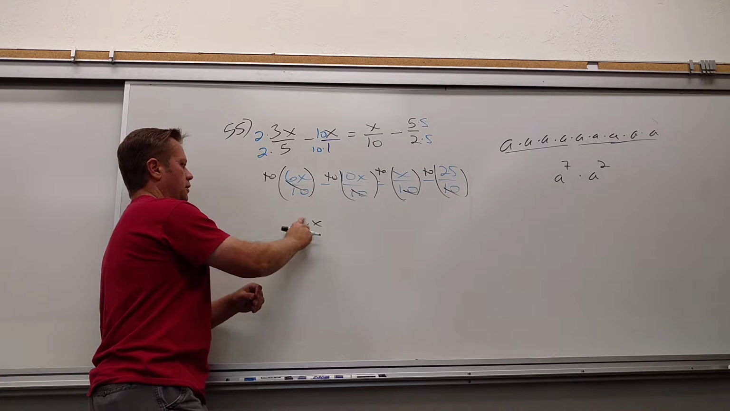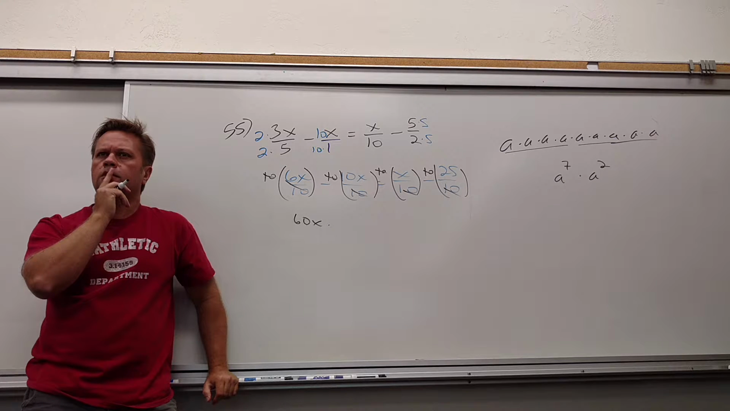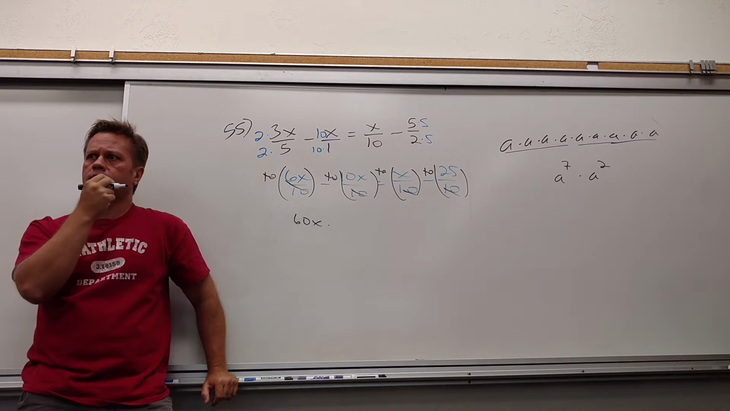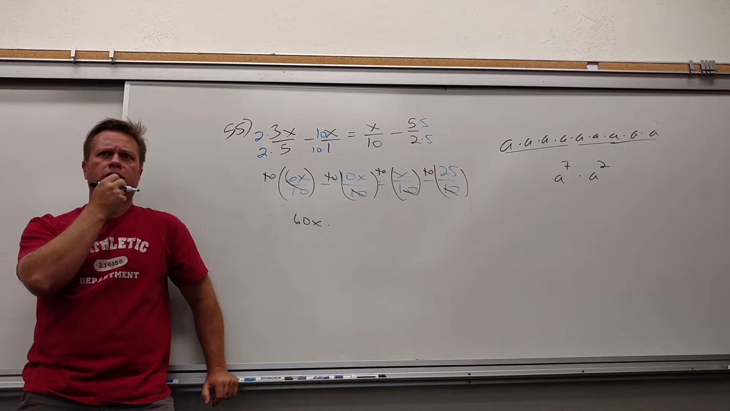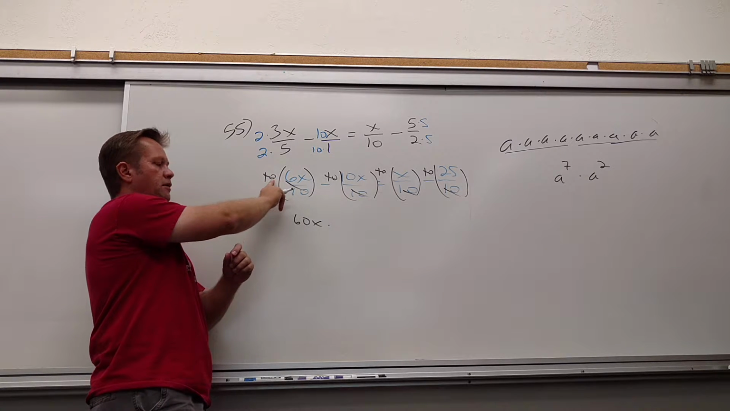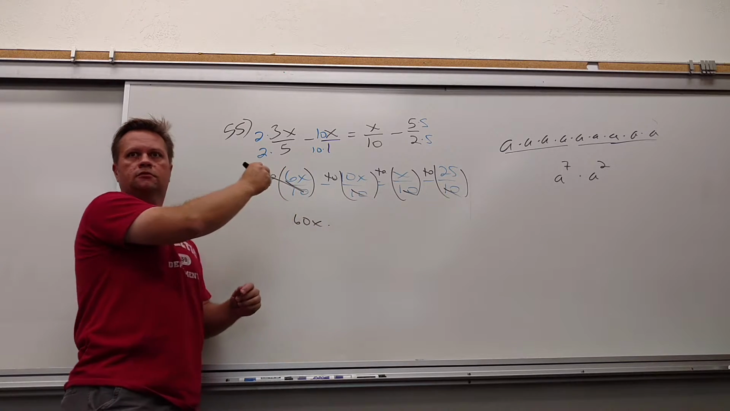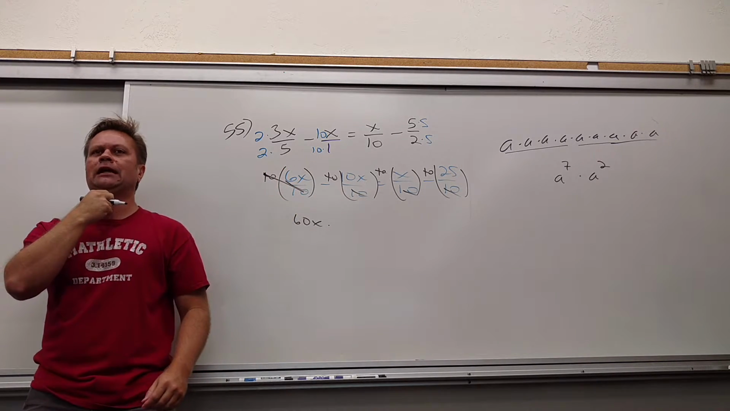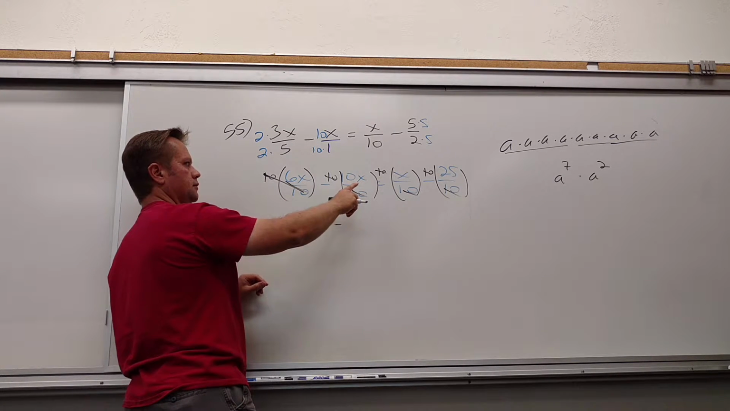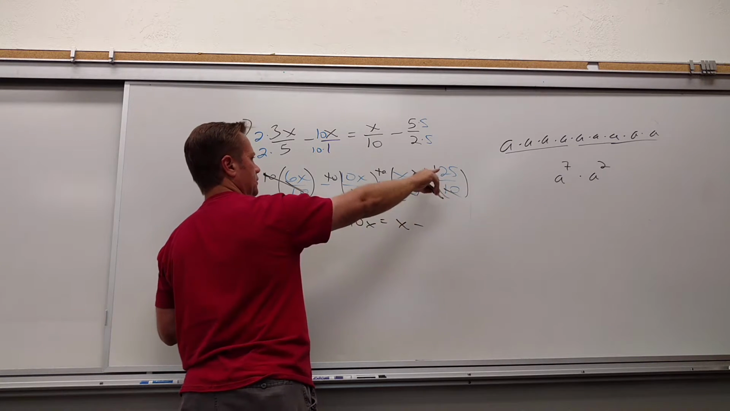If I put a 60 here and they're like, man, I got the wrong answer, what would you tell them? Why do they get 60? Oh, because 10 times 6 is 60, right? But what would you tell them about that 10? Is it still there? No, it died. So, all right, 6x minus 10x equals x minus 25.